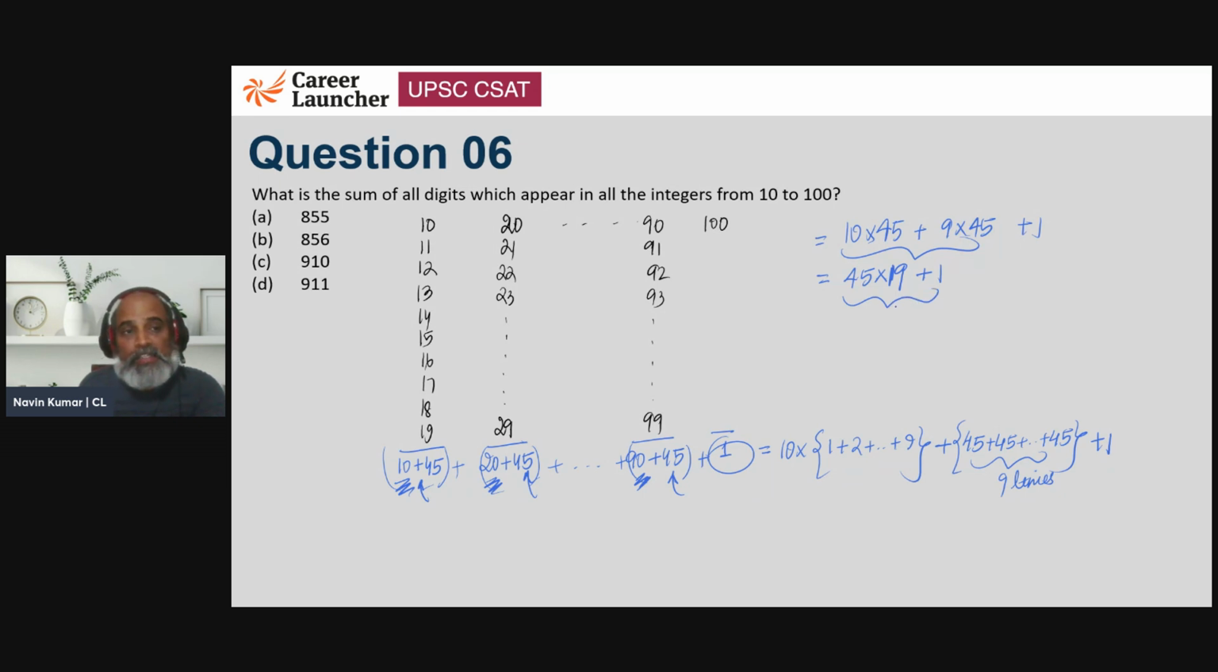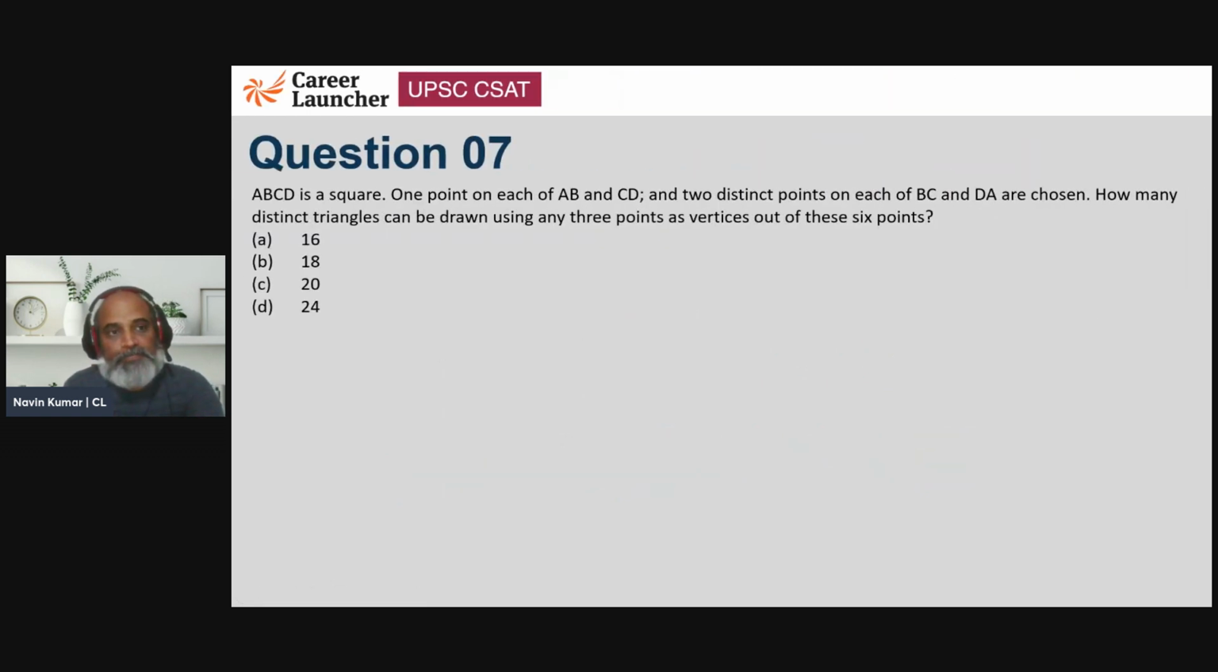Now, I'm looking at the last digit. 45 into 19 is a number that will end in 5. And if I add 1 to it, our final answer will be a number that will end in 6. So rather than calculating everything, I'll prefer doing this, only paying attention to the last digit. Right?